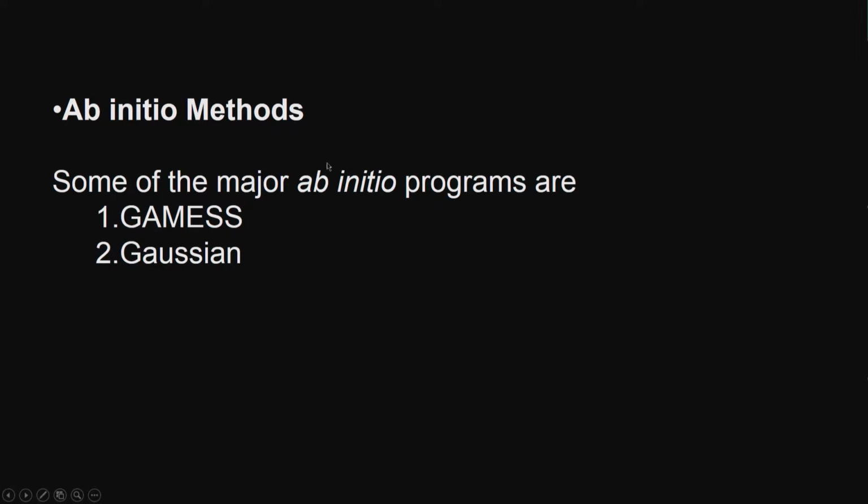So, the ab initio methods, GAMESS is one software, another one is called Gaussian. So, if you are planning to use ab initio, these are the two softwares you will come across, GAMESS and Gaussian.